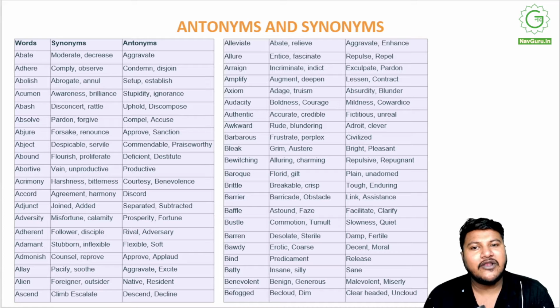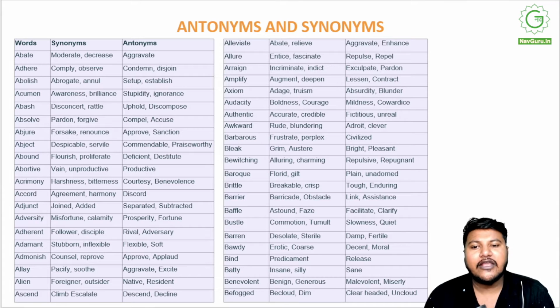Acumen, awareness and brilliance are its synonyms, while stupidity and ignorance are its antonyms. Abash, disconcert and rattle are its synonyms, while uphold and discompose are its antonyms. Absolve, it means to pardon or to forgive, while its opposite would be compel or accuse.